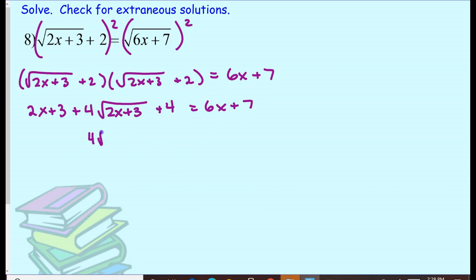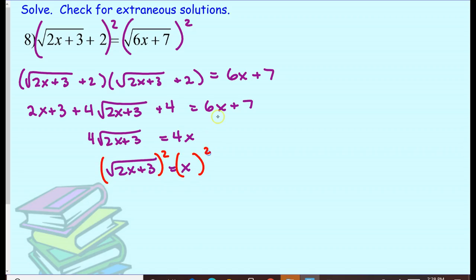So let's keep the radical on its side, and then let's subtract 2x from both sides, and let's subtract 7 from both sides. Well, this one worked out kind of nice, actually, because we can divide both sides by 4 and make both sides much simpler, and then we're going to square again. Even if it wasn't an equation with square roots in it, anytime you're squaring both sides of an equation, you may be introducing extraneous solutions. So it's always something to go back and check.